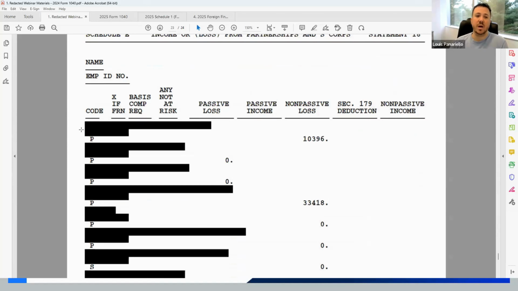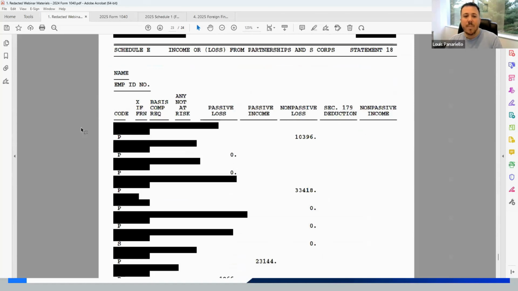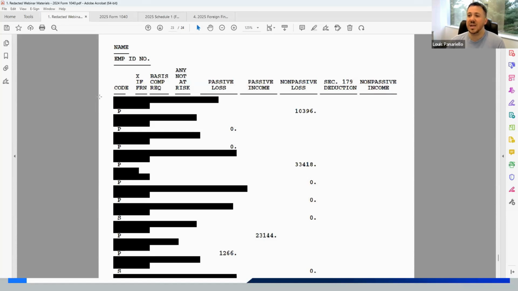So what this is showing us is every single pass-through business interest that is owned by whoever this tax return is reporting for, whether it's one spouse, two spouses, one taxpayer, two taxpayers. It's showing the business interests that are being reported by that person. It reports passive losses, passive income. It also reports non-passive losses and non-passive income.